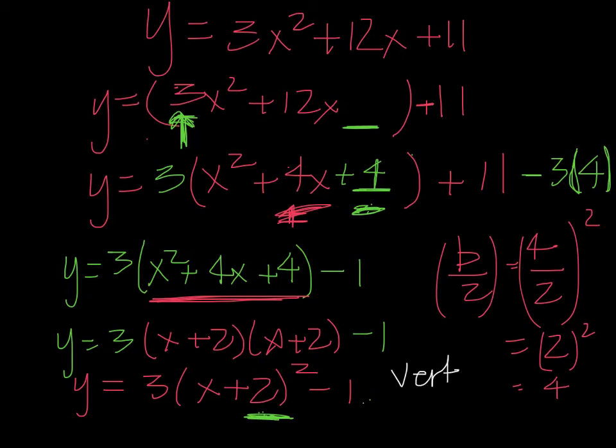Okay, so on a side note, the whole purpose of this is to find my vertex, and the vertex for this is negative 2, negative 1. And so that's where this is opening up, so my lowest point is negative 2, negative 1.